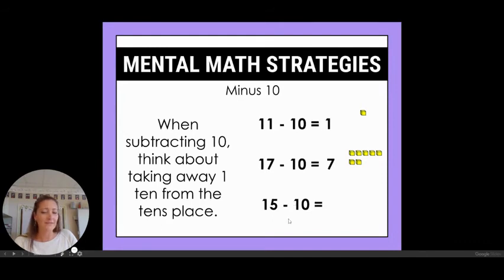Last one is 15 minus 5. So not 5, 15 minus 10, sorry. So let's take away my 10. How many am I left with? 5.